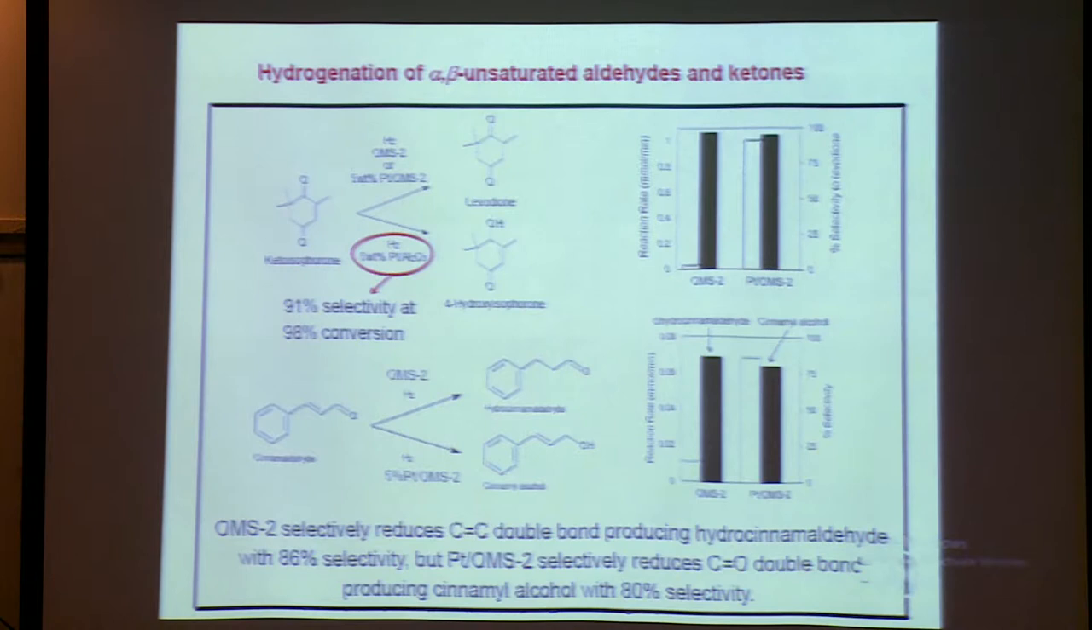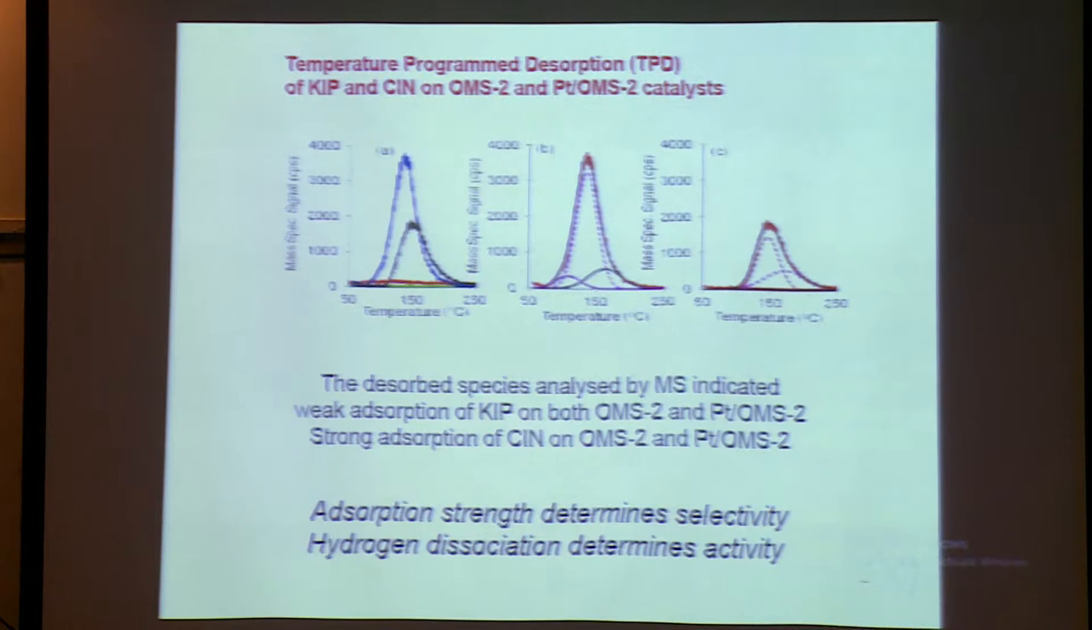Using the same catalyst, the same reaction conditions, we have completely opposite selectivities. In cinnamaldehyde, we take out the carbonyl group, and in ketoisoprene, we take out the carbon-carbon double bond. If we go to the next slide, please. So this is why it happens.